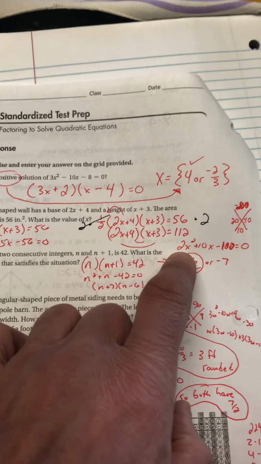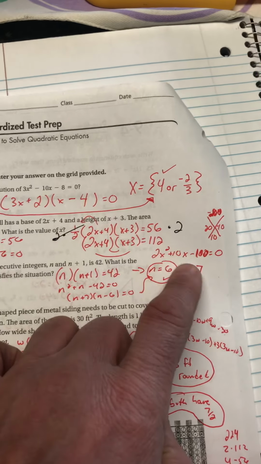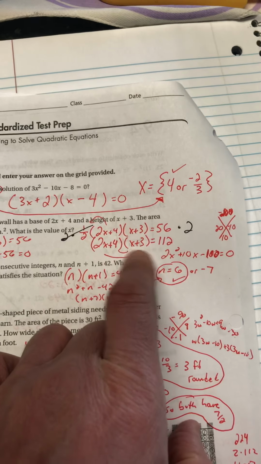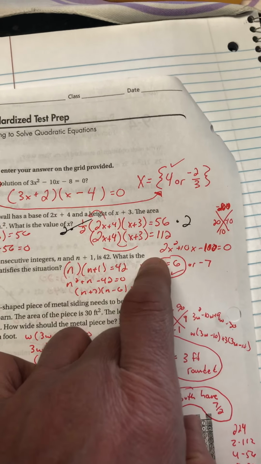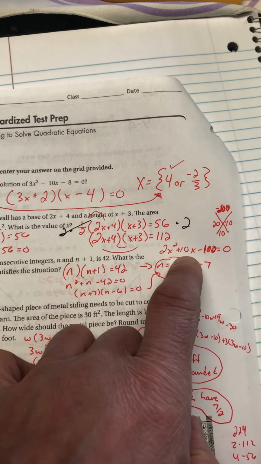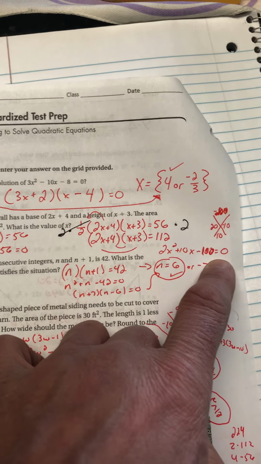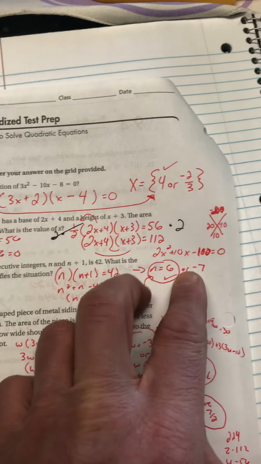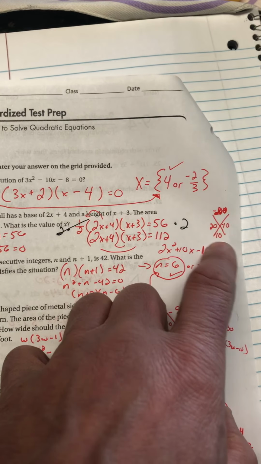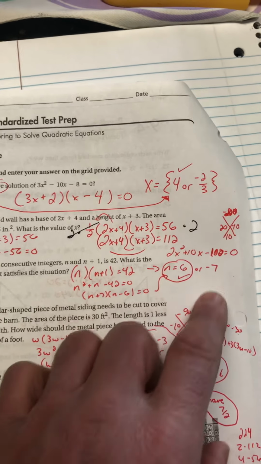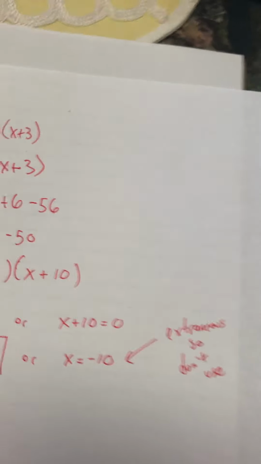I foiled this out, and this is where I was making a mistake and getting stuck. I foiled it out, and I forgot to do 4 times 3 and get 12 and bring that over. So I had 2x squared plus 10x minus 100 equals 0. And now I just do my AC method. Two numbers that multiply to get -200 and combine to get 10 would be 20 and -10. Once I plugged all that in, I finally was able to do that properly.